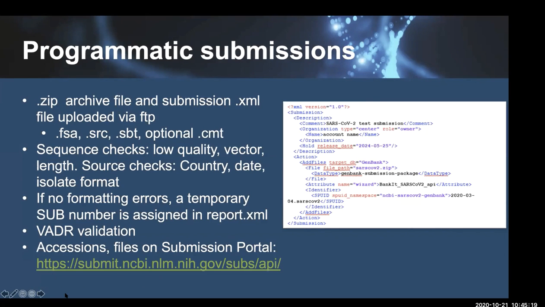So the programmatic submissions are, if any of you, and I know there are people on this call who have used the same system to submit influenza sequences in the past. Essentially, you upload a zip archive and a submission.xml file via FTP. The archive contains the source. The SPT is the submitter information. And you can also supply an optional comment file.